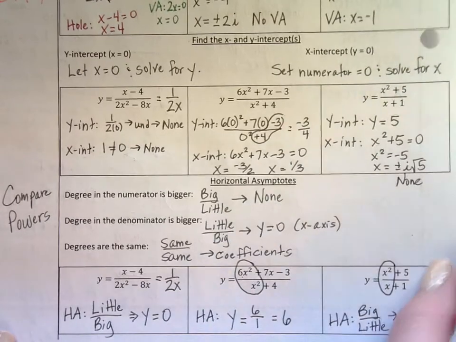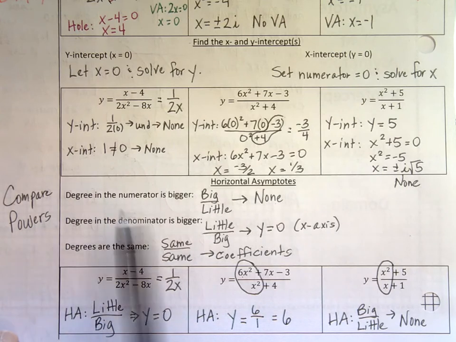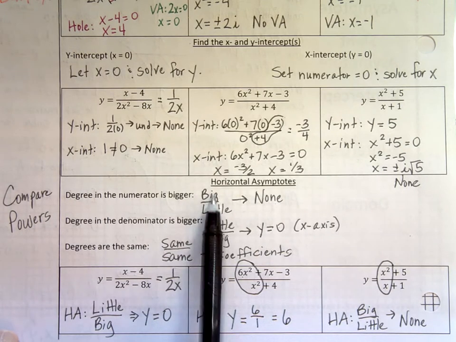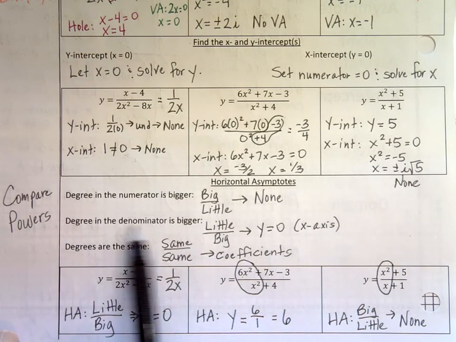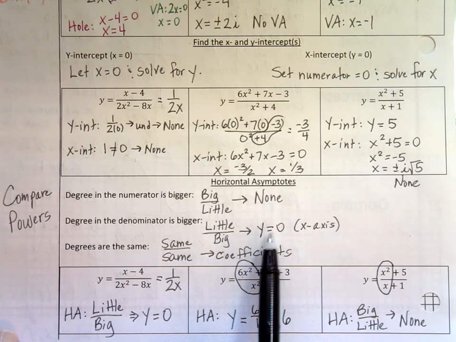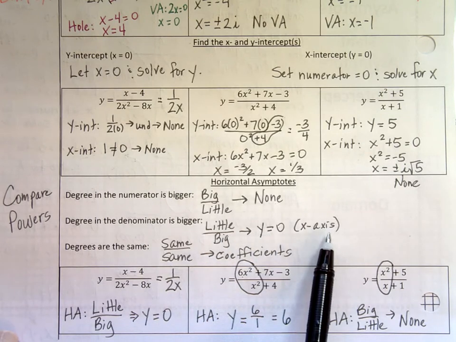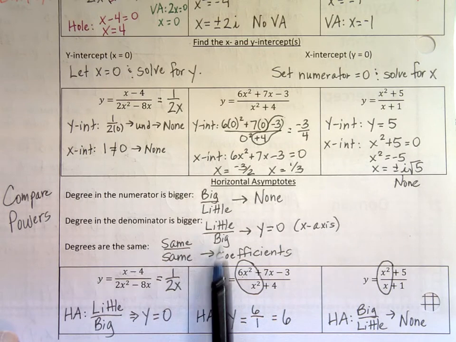So I'm comparing the powers. When the degree in the numerator is bigger, big over little, there's none. When the degree in the denominator is bigger, little over big, it's y equals 0, which is the x-axis. And when the degrees are the same, I take the coefficients, whatever the coefficients are.